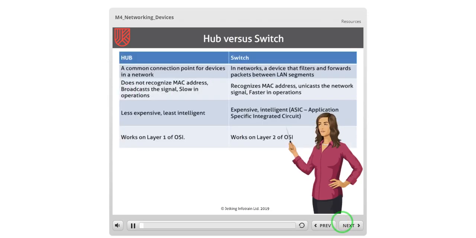The table shows the comparison of a hub and a switch. A hub is a common connection point for devices in a network. It will be used to connect segments of a LAN. It contains multiple ports, whereas a switch does essentially what a hub does but more efficiently. It is a device that filters and forwards packets between LAN segments.